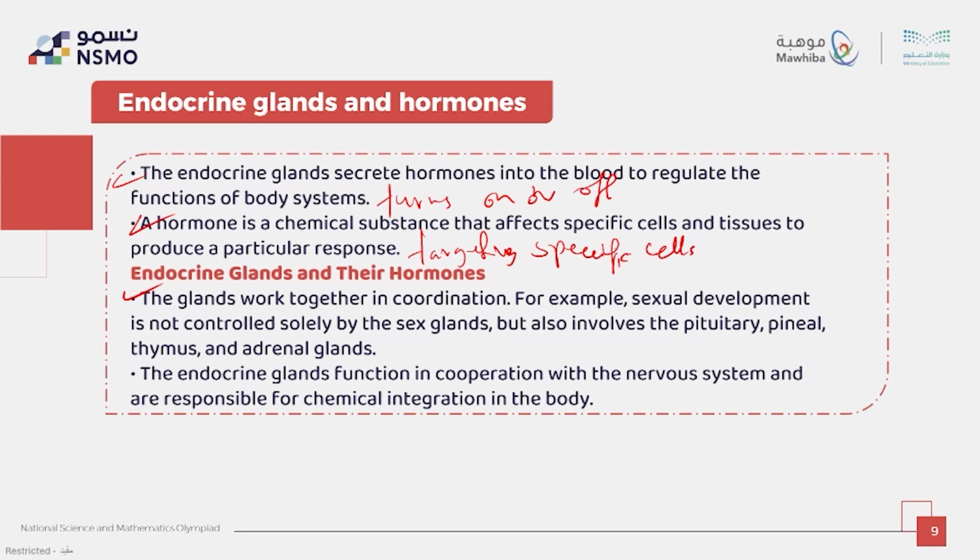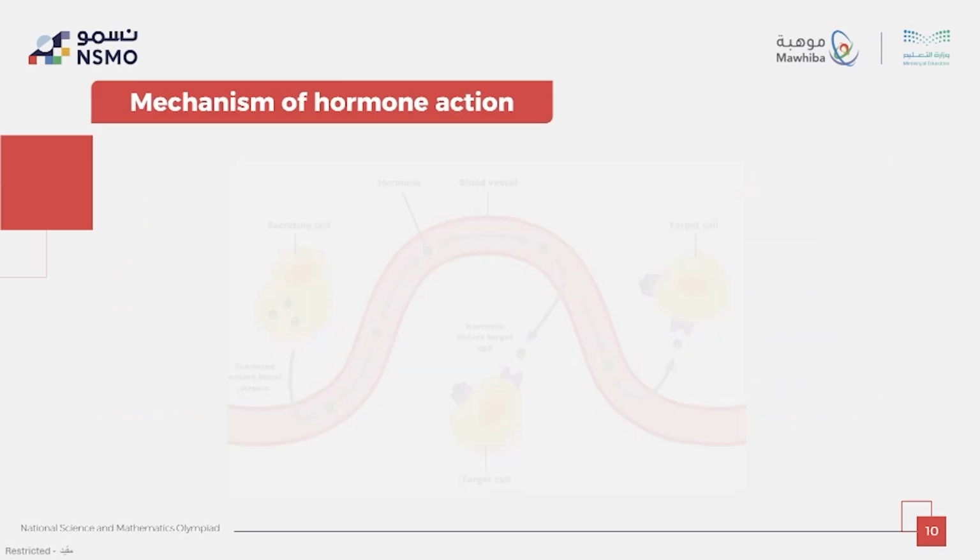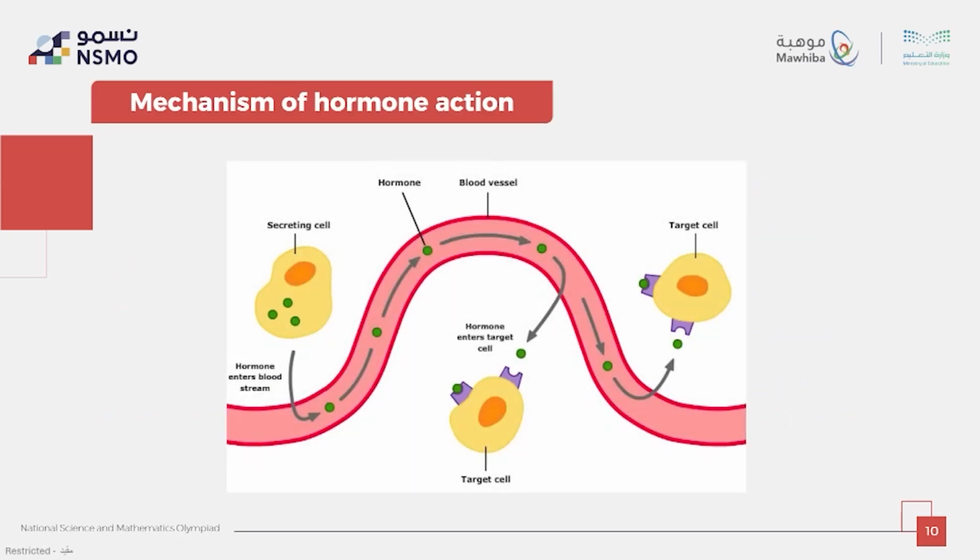Think of your body as a smart city. The nervous system controls the traffic lights, and the endocrine system writes the laws that keep everything running smoothly. Let's talk about the mechanism of hormone action.